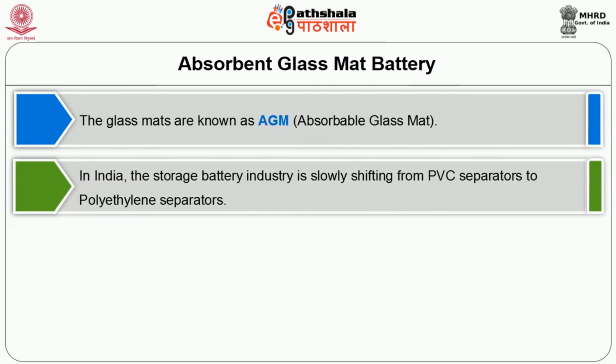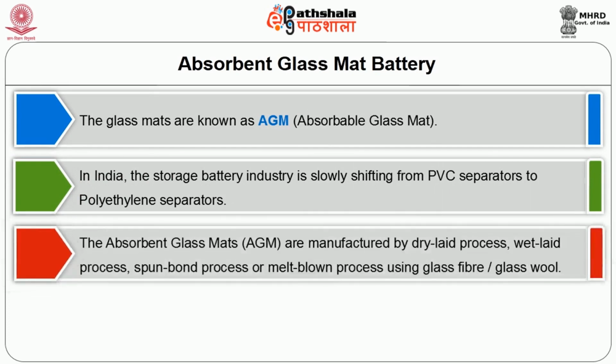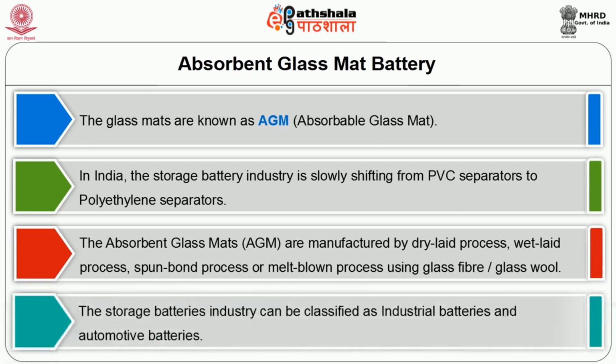In India, the storage battery industry is slowly shifting from PVC separators to polyethylene separators. The glass absorbent mats are manufactured by the dry lay process, wet lay process, spun bond process, or melt bond process using glass fiber, glass wool. The storage battery industry can be classified as industrial batteries and automobile batteries.